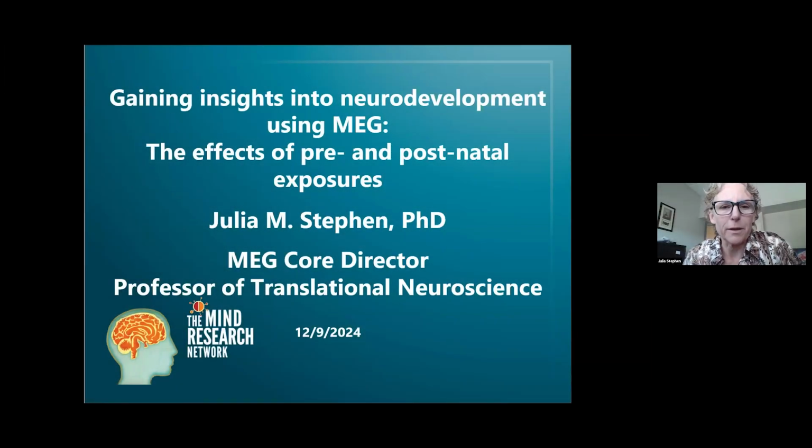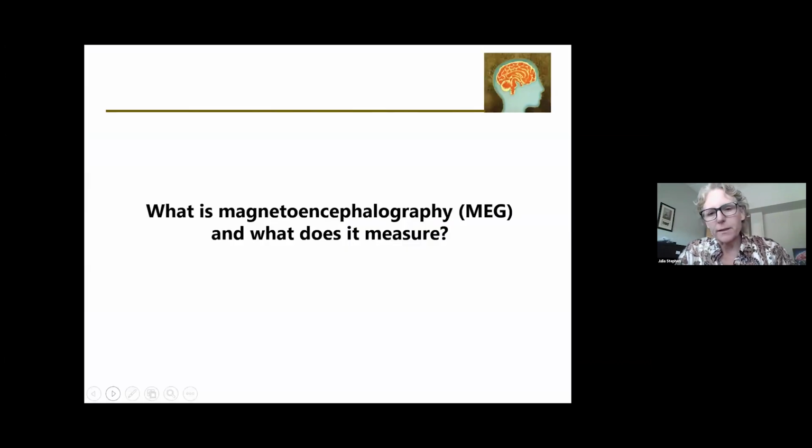I am going to talk about the effects of pre- and postnatal exposures on neurodevelopment. And I'm going to start by introducing you to what MEG is. So magnetoencephalography is very similar to electroencephalography, which people are generally more familiar with.